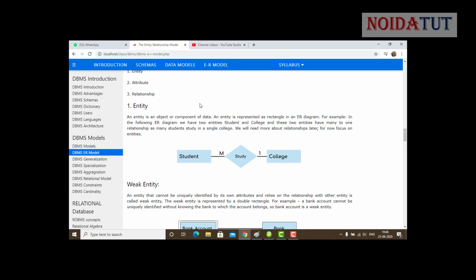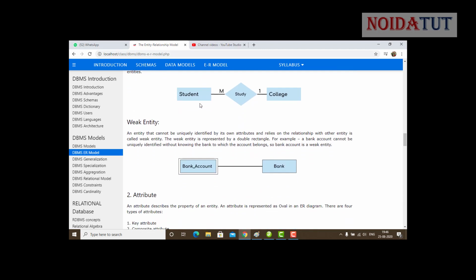Now let us discuss the weak entity. An entity that cannot be uniquely identified by its own attributes and relies on the relationship with the other entity is called a weak entity. The weak entity is represented by a double rectangle. For example, a bank account cannot be uniquely identified without knowing the bank to which the account belongs. So the bank account is a weak entity.